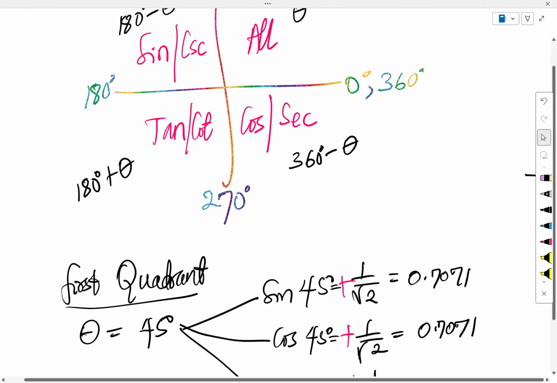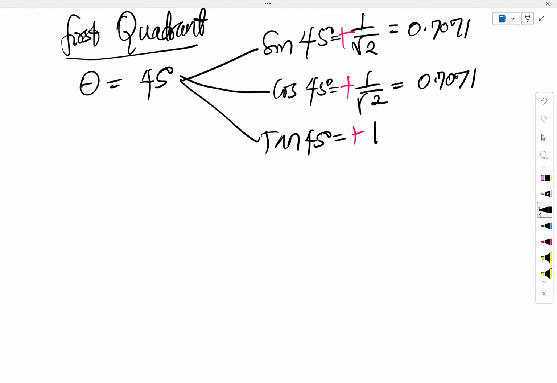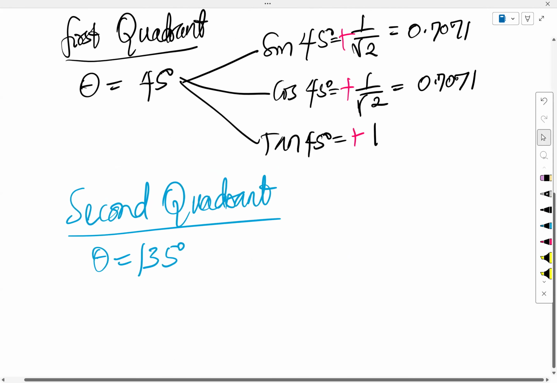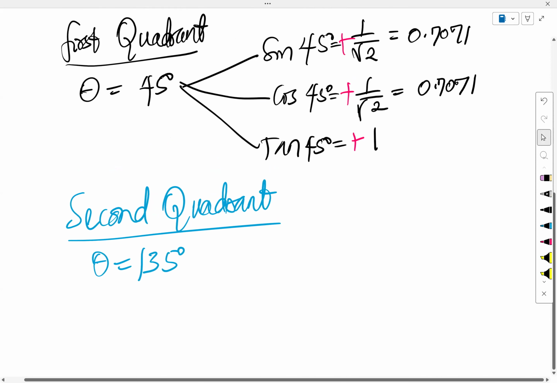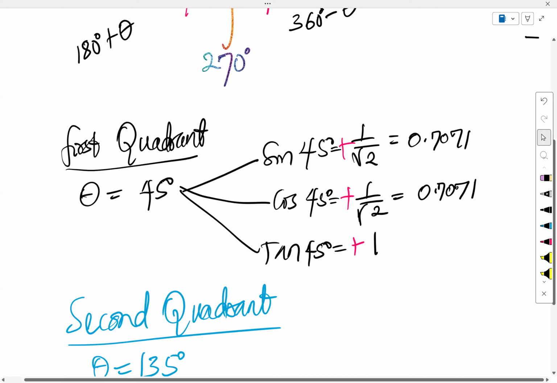That's like 135 degrees. So in the second quadrant now, let's say we have a theta, which is 135 degrees. Apart from when you're using a calculator, it may not be easy to just deal with 135 degrees. So the easy way to go is to break this down into an angle and a corresponding angle in the first quadrant.